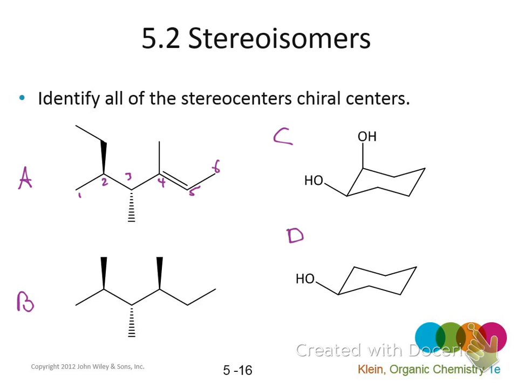So when you do cis and trans, it actually involves 2 atoms in the stereocenter. Chiral centers only involve 1. But that's kind of a nitpicky detail. So that's a stereocenter, that's a stereocenter, and that's a stereocenter. My chiral ones are 2 and 3.